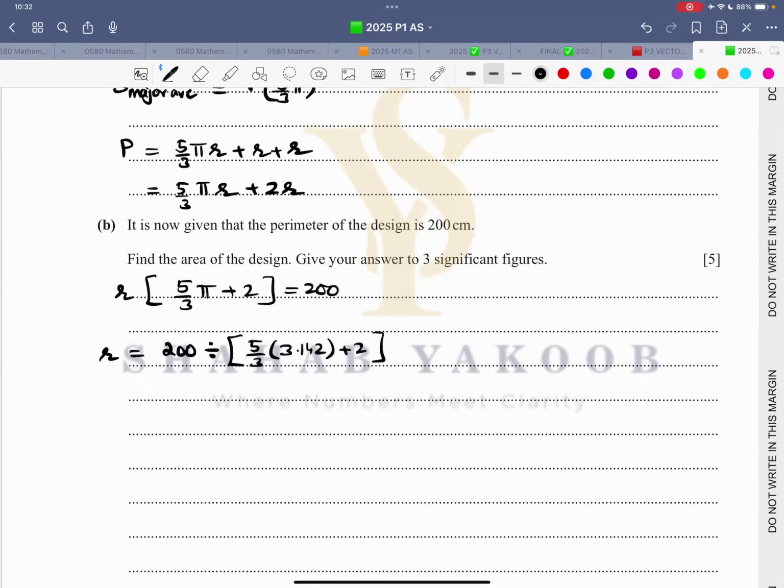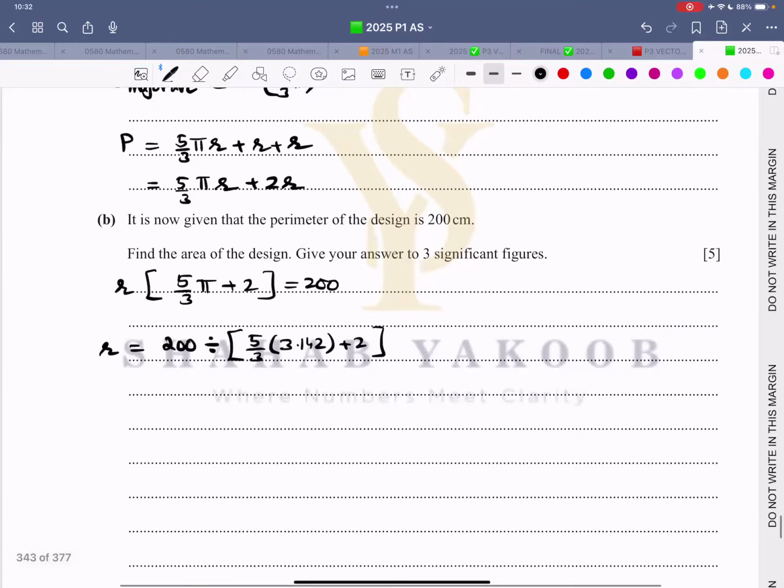Now let me grab my calculator. This is 5 into 3.142 divided by 3 plus 2, reciprocated and into 200. So that comes out to be 27.64. So r is 27.637 centimeters. I'm using 5 significant figures.